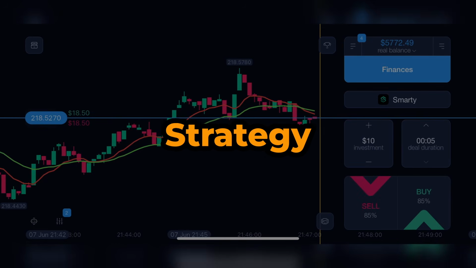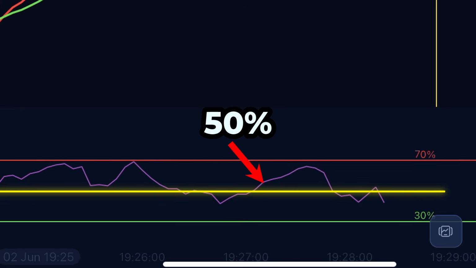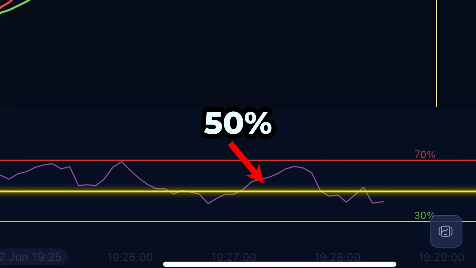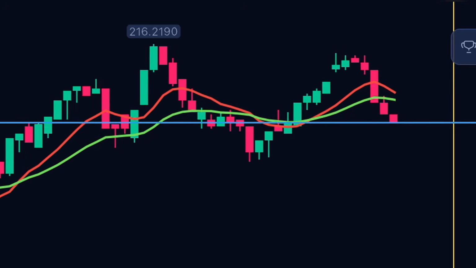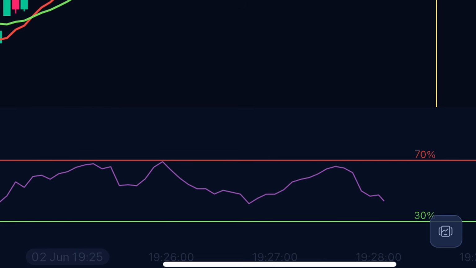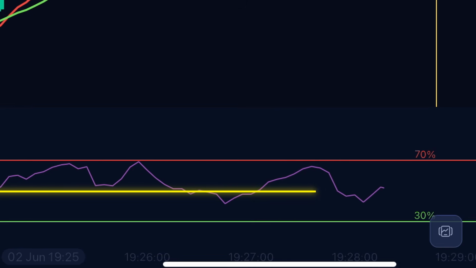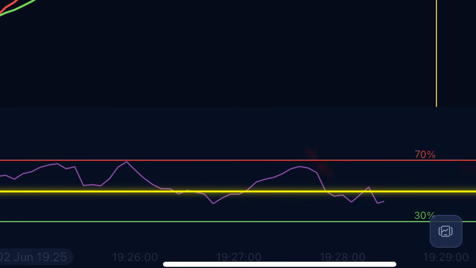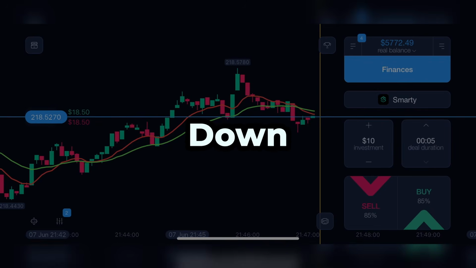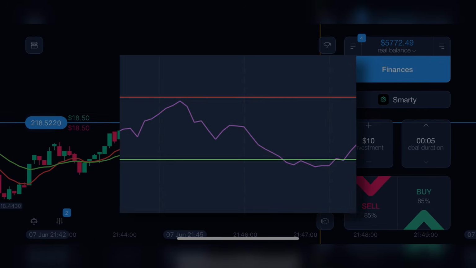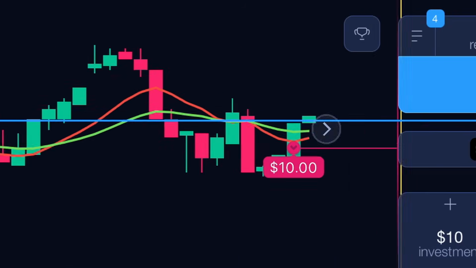To use this strategy, we'll have to draw an imaginary line at the RSI indicator's 50% level, since Expert Option does not provide this line. To confirm the earlier sell signal, the market line in the RSI indicator needs to be below this 50% line and above the 30% line, just like this. This shows us that the market has more potential to go down without being oversold. If both of these conditions are met, we can go for a confident sell trade on the market.